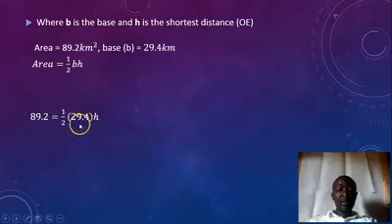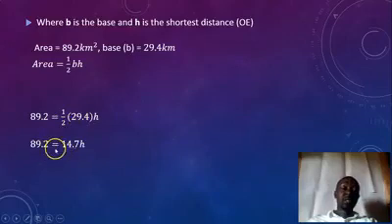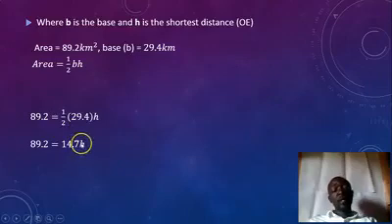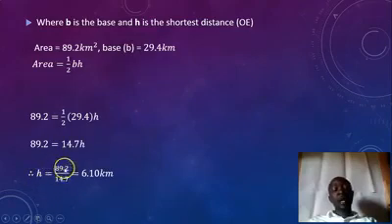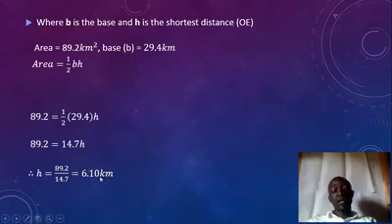We are simplifying this. Half of 29.4, or in other words, 29.4 divided by 2, we are going to end up with 89.2 is equal to 14.7 H. This 14.7, you get it after dividing 29.4 by 2. Then to find the value of H, the shortest distance, you divide both sides by 14.7. Therefore, H will be equal to 89.2 over 14.7, which will be 6.10 kilometers to 3 significant figures. And so that is our answer for the shortest distance in our last question.